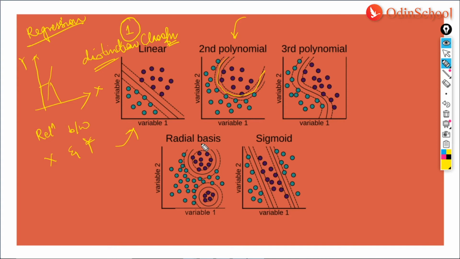Then we have radial basis. Now radial basis is round. So here we have clusters. So this is one cluster and this is another cluster. So I think radial, that word speaks a lot.